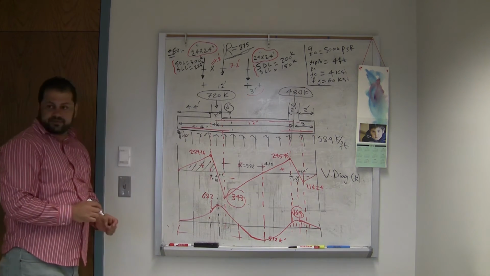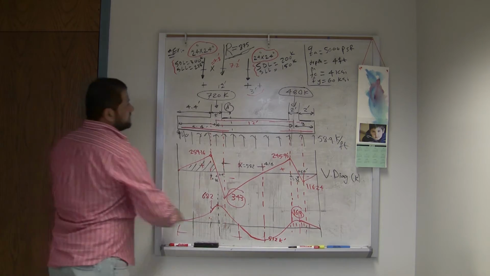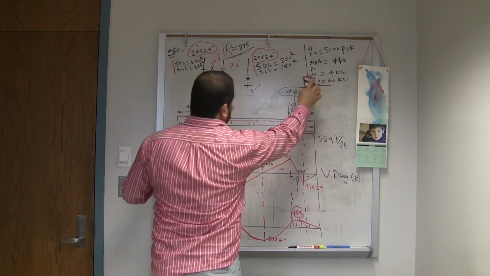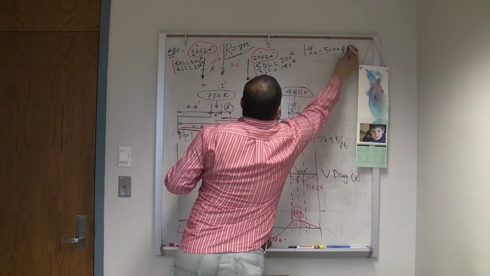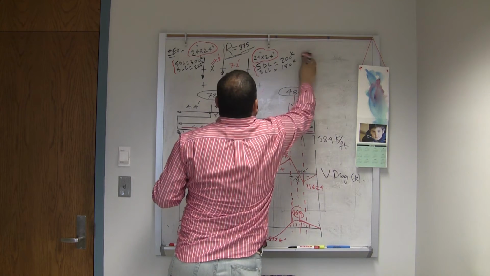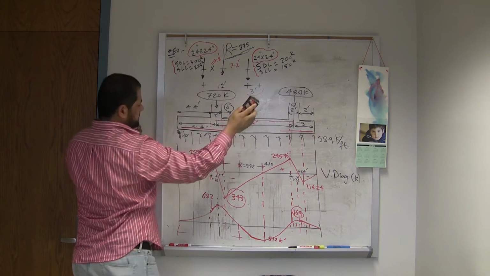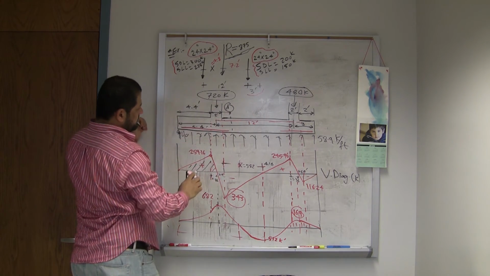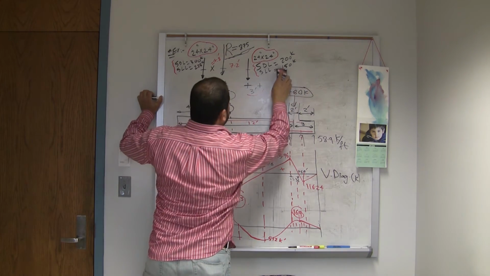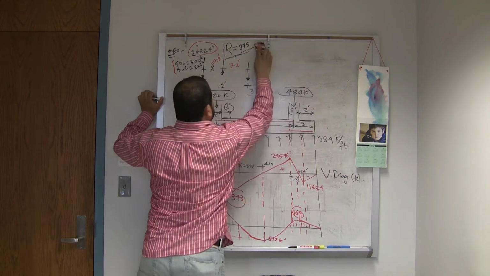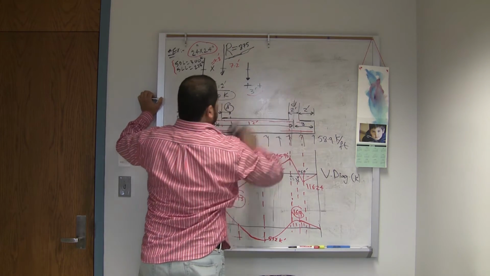So we're gonna assume D. I'm gonna try to work things out here to make sure we have everything. So how much am I gonna assume D? 480.